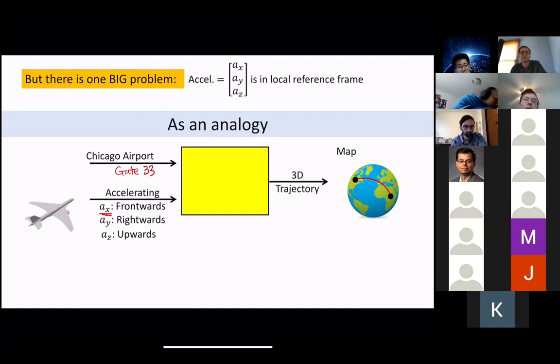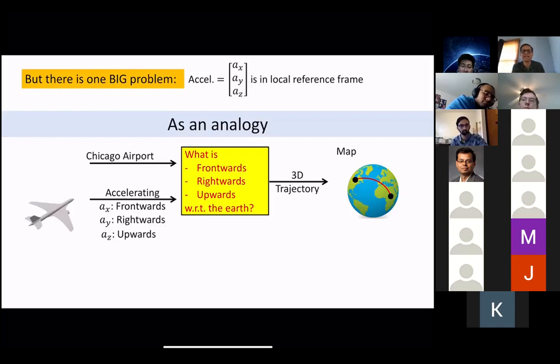You need to know where he's pointing, right? In other words, you need to know how his phone is oriented with respect to the Earth's map. If your friend says, I'm going towards X and Y and Z, which is frontwards, rightwards, upwards for him, what does it mean with respect to Earth? What is your X, Y, Z with respect to Earth?